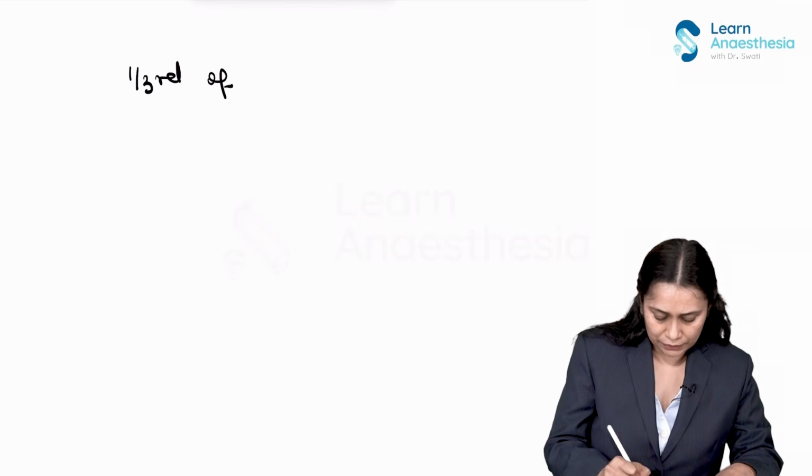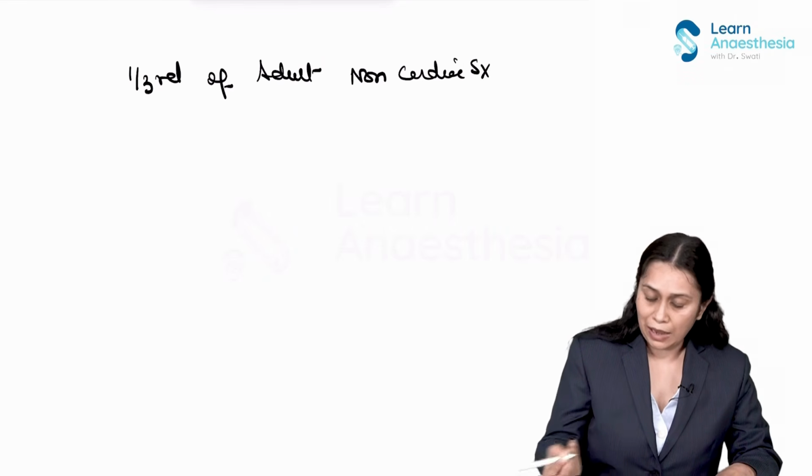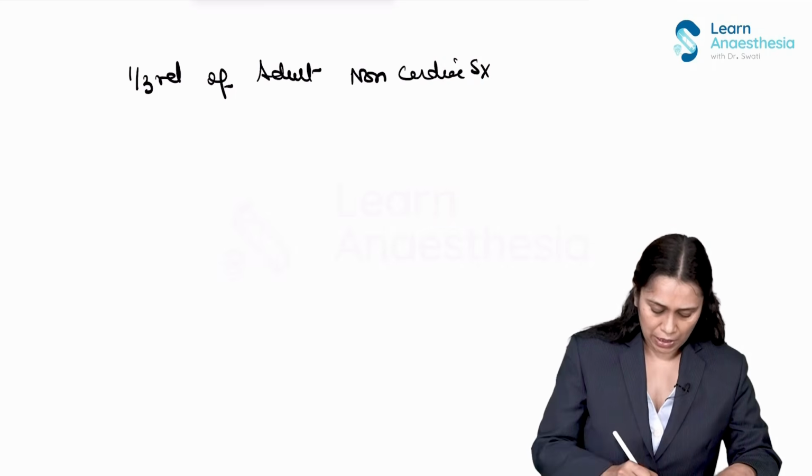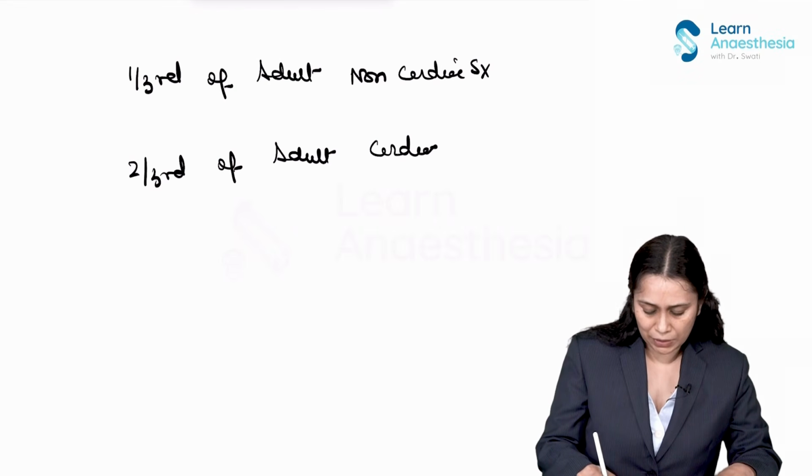So as I said, what does data say? That 1/3 of adults coming for non-cardiac surgery have hypertension as comorbidity, and 2/3 of adults coming for cardiac surgery have hypertension as comorbidity, right?